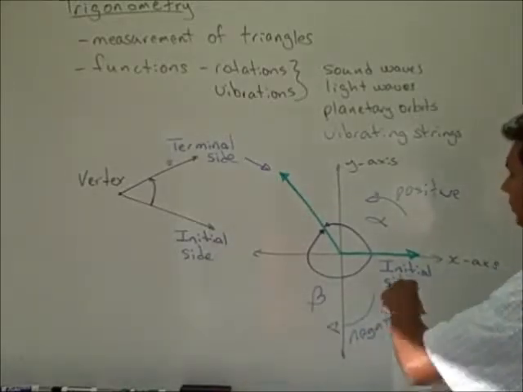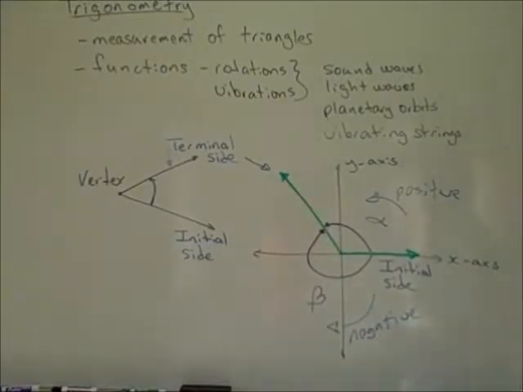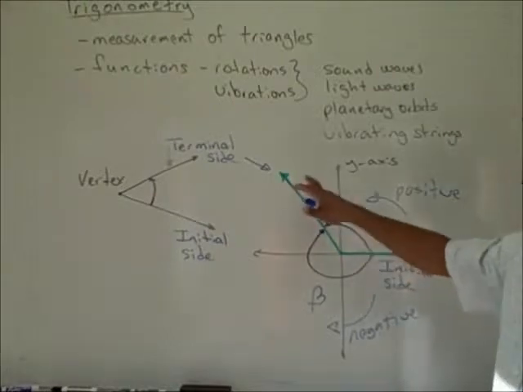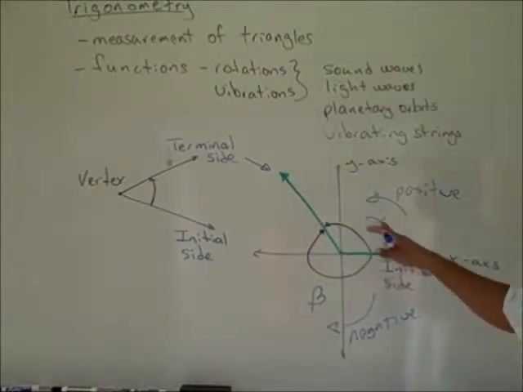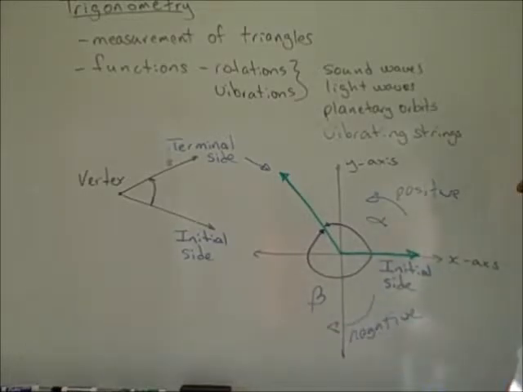So here alpha would be a positive angle and beta would be a negative angle. Now if you notice, both alpha and beta have the same initial and terminal sides. Angles that have the same initial and terminal sides are known as coterminal angles. So angles alpha and beta are coterminal.